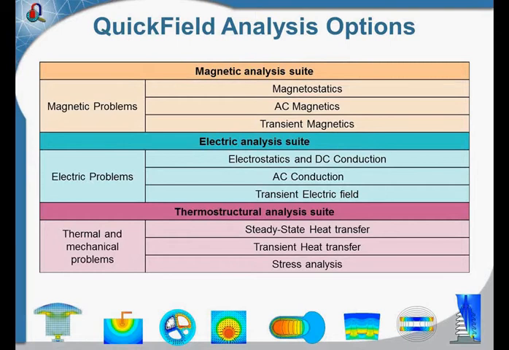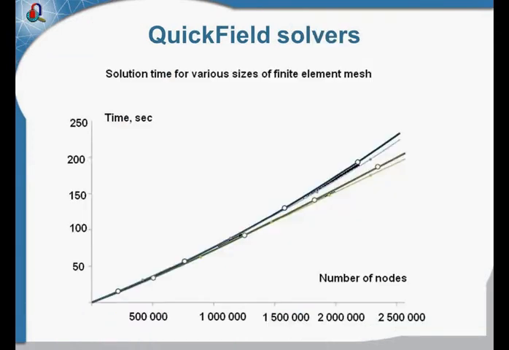Regardless of how complicated the geometry is and how large the finite element mesh, you may get results extremely fast. On this slide, you see the plots of solution time versus the number of mesh nodes. As you see, it is quasi-linear and requires minutes on our largest meshes. This proves that QuickField is extremely powerful and rich in features.